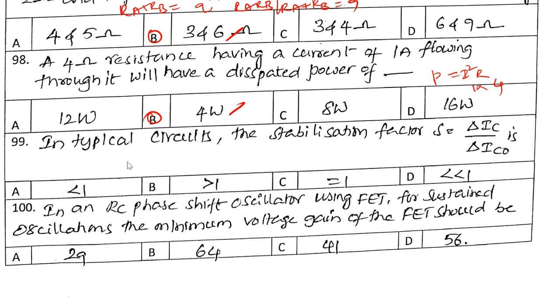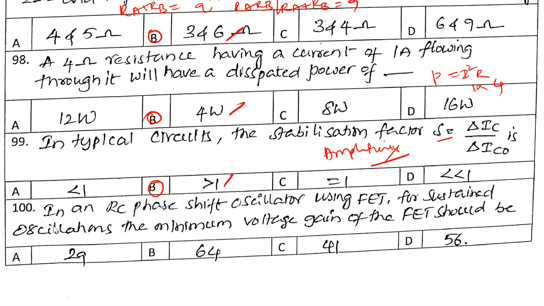Okay. Next one. In typical circuits, the stabilization factor is a topic from the amplifiers. S is equal to delta IC by delta ICO, the change in collector current, is dash. The options are less than 1, greater than 1, equal to 1. So typical circuits means, okay, so the answer will be greater than 1.